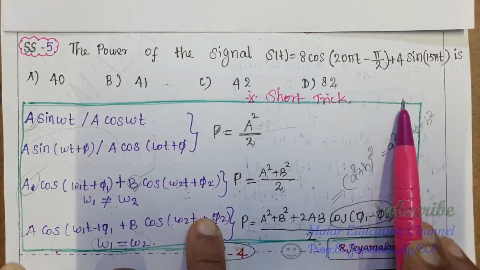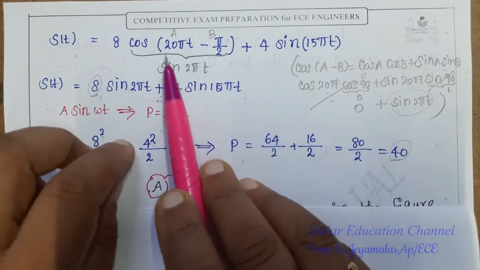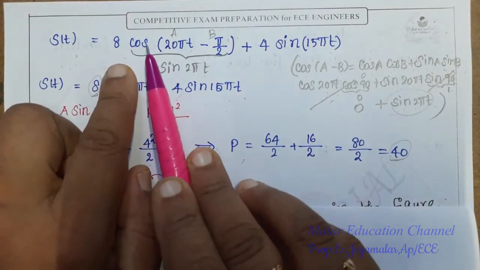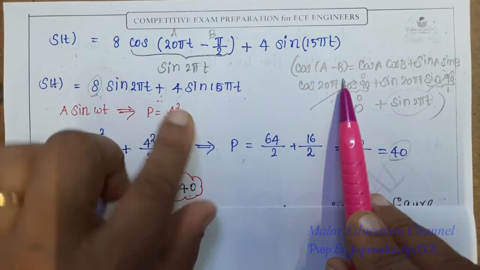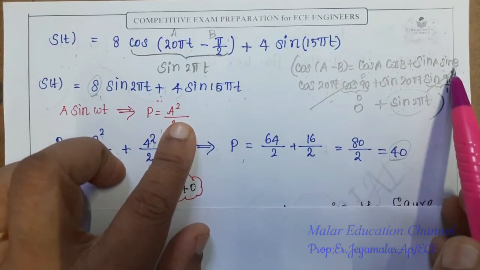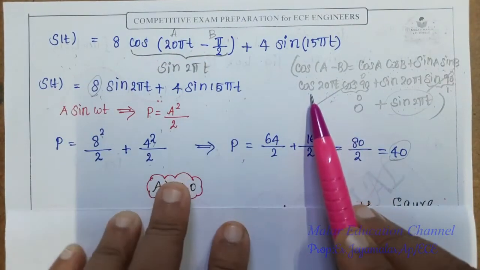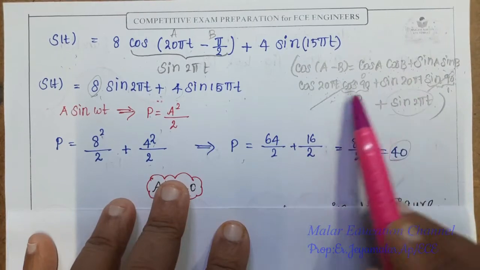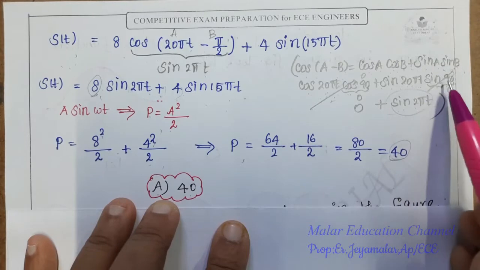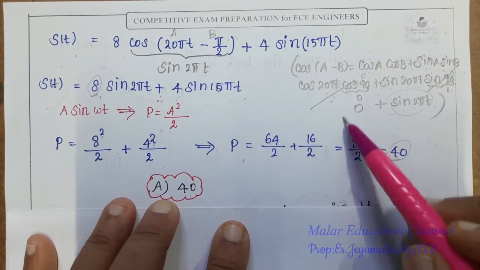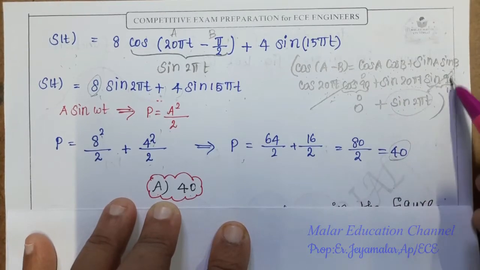Let me check how to convert. s of t equal to 8 cos(20 pi t minus pi by 2). We know the formula for cos(a minus b) equals cos a cos b plus sin a sin b. The a value is 20 pi t, the b value is pi by 2. Then cos 20 pi t cos 90 plus sin 20 pi t sin 90. We know cos 90 equals 0 and sin 90 value is 1.